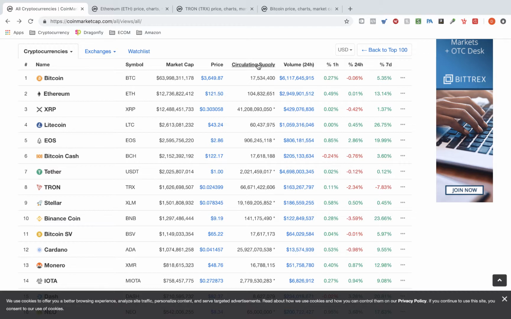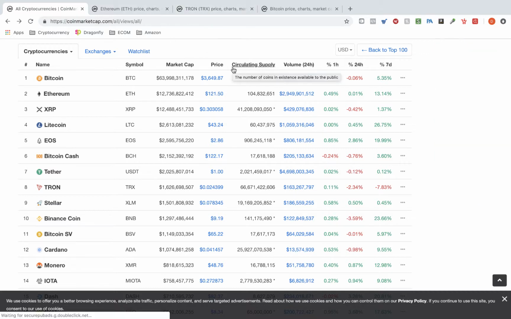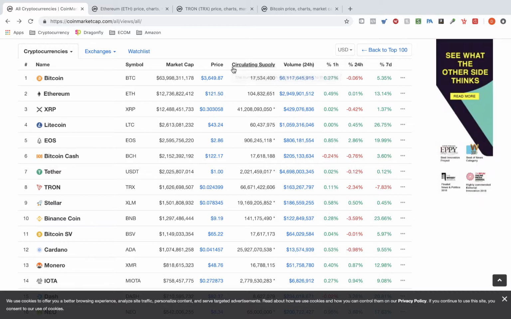Then you'll have a total supply. Total supply, all coins in existence, including those already sold and ones no longer in circulation. So that's like the circulating supply plus the amount taken off on cold storage.